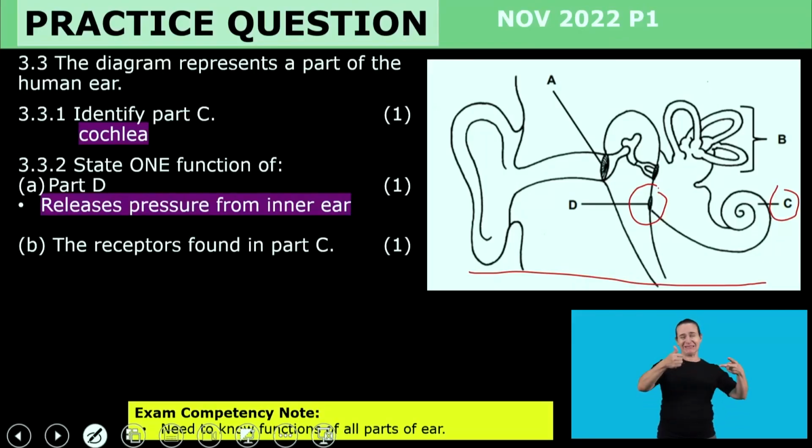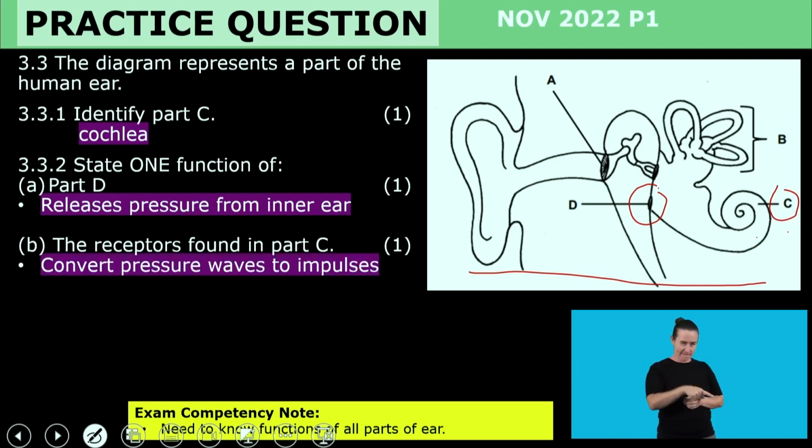State one function of the receptors found at C. So C is the cochlea. What is the name of the receptors, by the way? It's the organ of Corti. But we are looking for the function of the receptors. So what do they do? Remember they take the impulses, so they convert pressure waves into impulses.